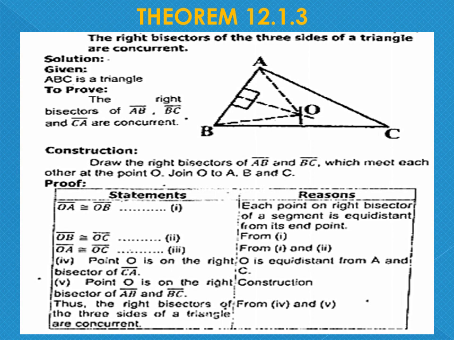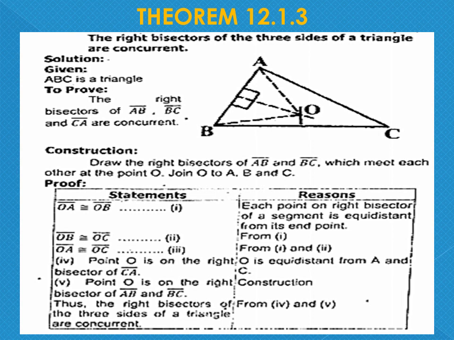Let's prove it, which is very easy, and the remaining two theorems will come over here to help you. Students, if I take a small triangle inside the figure, AOB, here you can see OA is congruent to OB. What is the reason behind it, students? The reason is the statement of theorem 12.1.1.